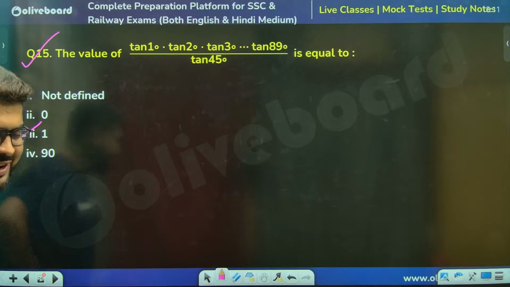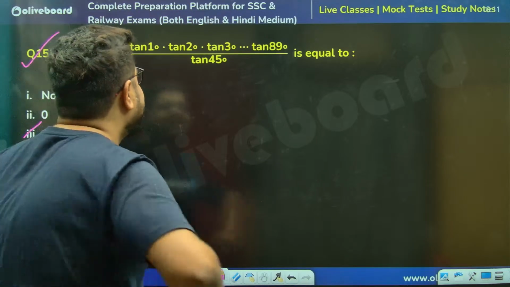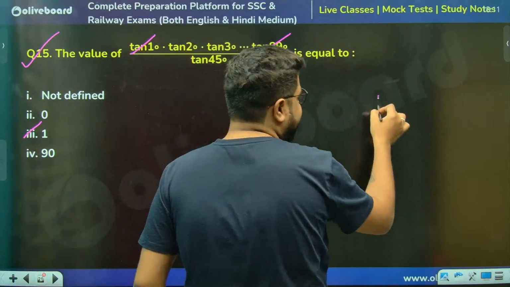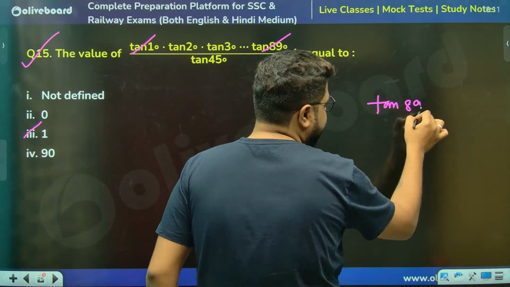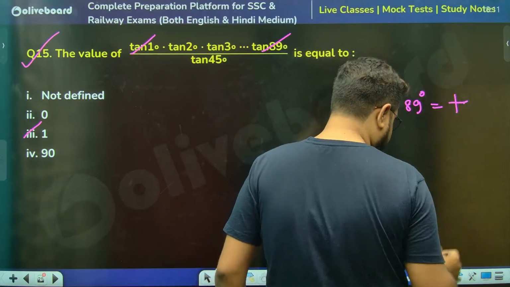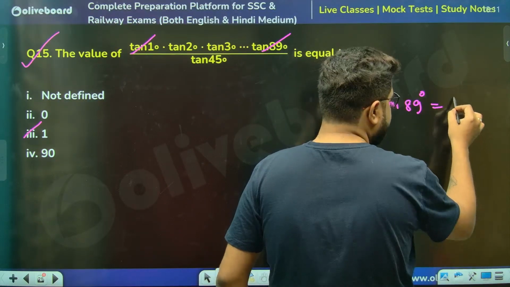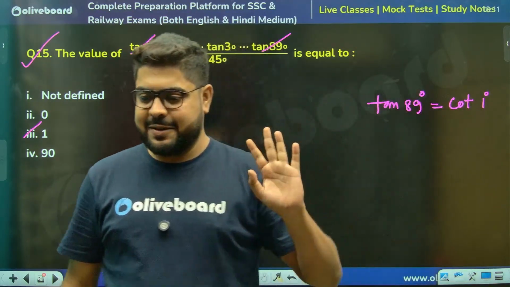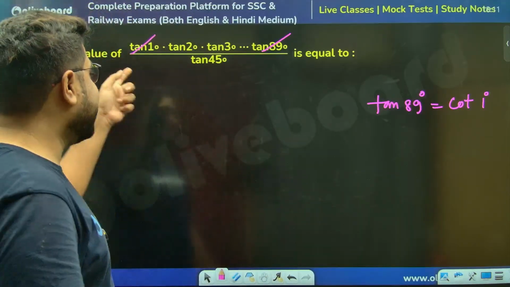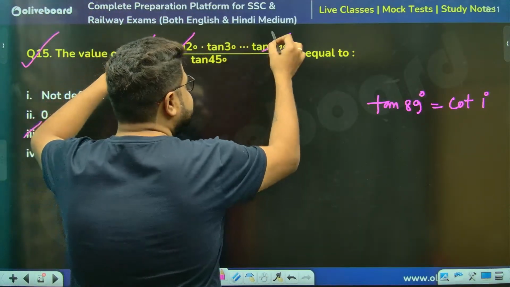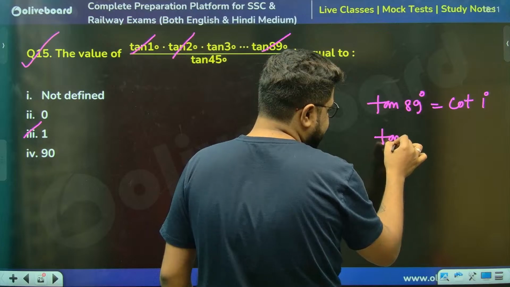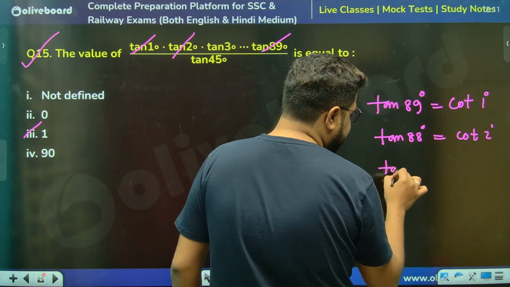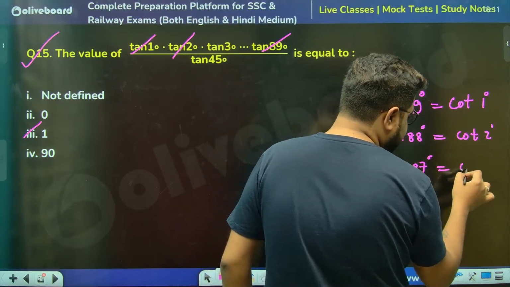Yes, Argha Mehta, you are correct. Sir, why? Tan 1 degree and tan 89 degree. Tan 89 is cot 1, because 89 plus 1 is 90, complementary angle. Similarly, sir, tan 2 will cancel with tan 88. Tan 88 will be cot 2. Tan 87 will be cot 3.